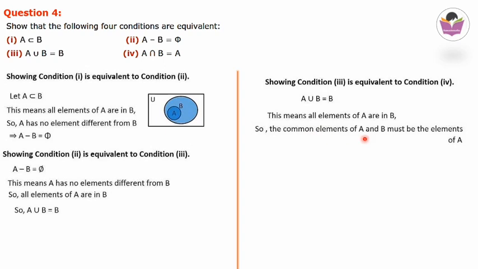So the common elements of A and B must be the elements of A. That means we can say A intersection B, that is a common portion or common elements for both A and B, that is equal to A. Now that is our fourth statement. Now we have proved that third statement is equivalent to fourth. So first statement we have proved equivalent to second, and the second statement we have proved it is equivalent to third, and the third statement we have proved it is equivalent to fourth. So all the four conditions are equivalent. That is what we have proved here.